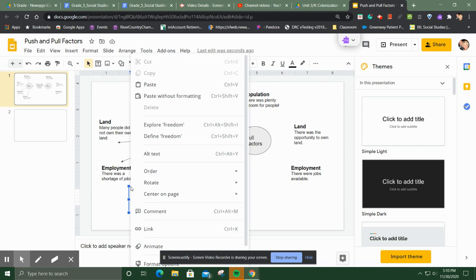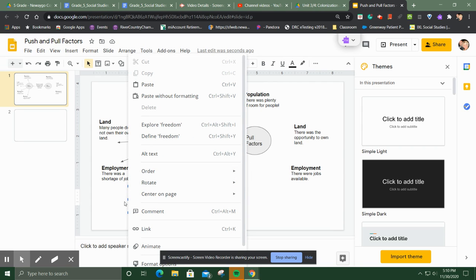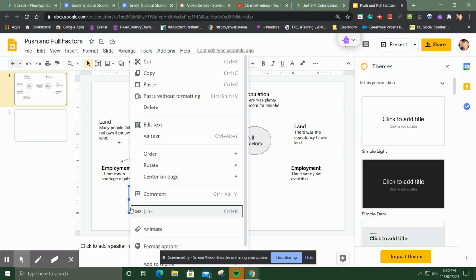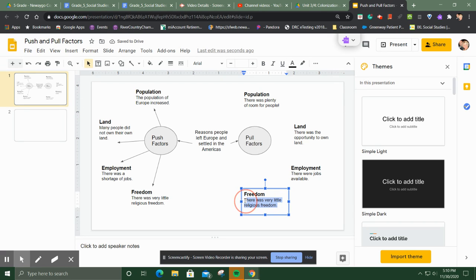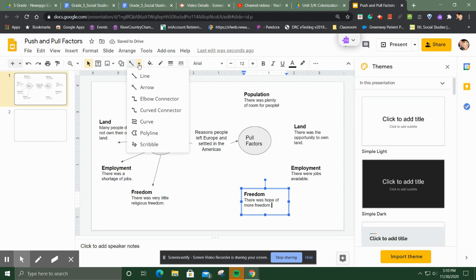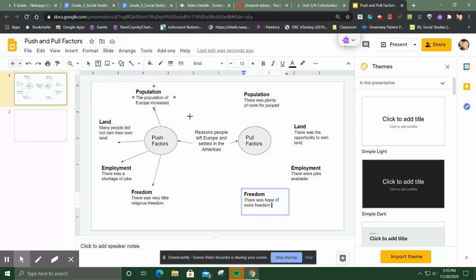And last but not least, freedom. We're having a hard time copying this for some reason. There we go. So, freedom, there was hope of more freedom in America. They were moving away from the King of England and hoping that they could have freedom of religion and many other things when they got to the New World.